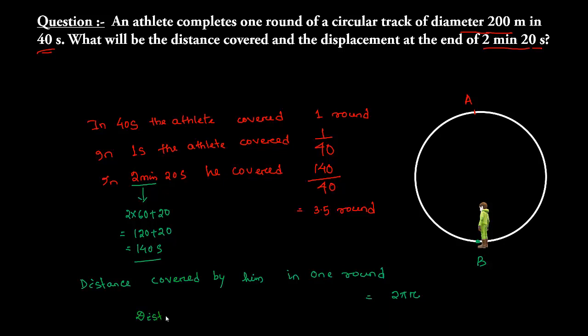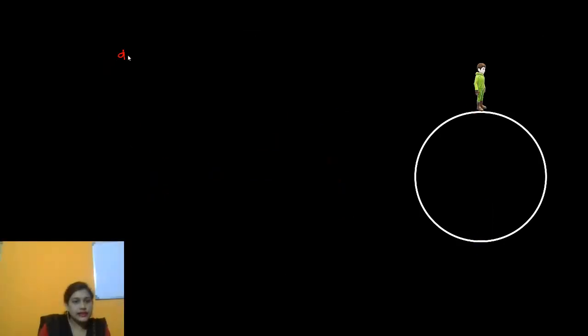So the distance covered by him in 3.5 rounds is how much? 3.5 into 2 pi r. We are given the diameter 200 meter. So from this we can calculate the radius. Otherwise, you can calculate here pi d. But it is better to calculate the radius for your better understanding. So here d equals 200 meter, so r equals 100 meter.